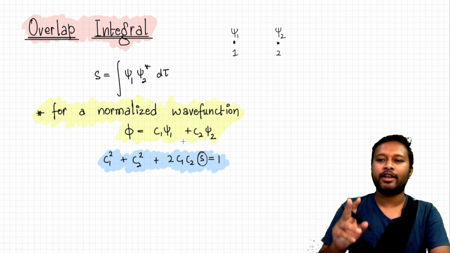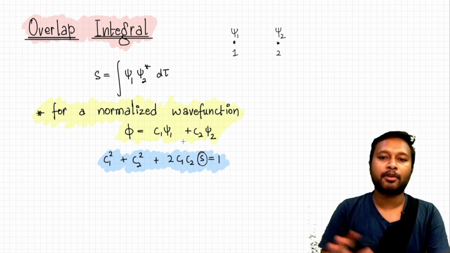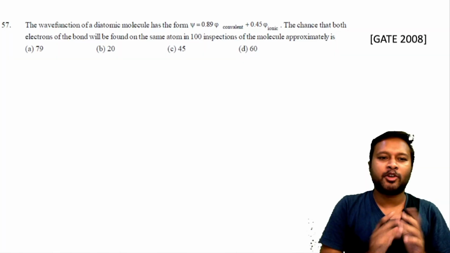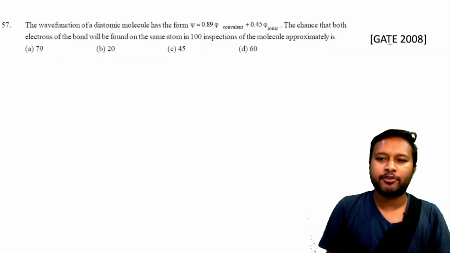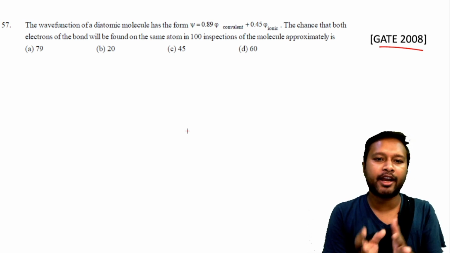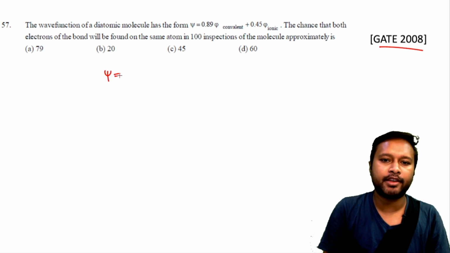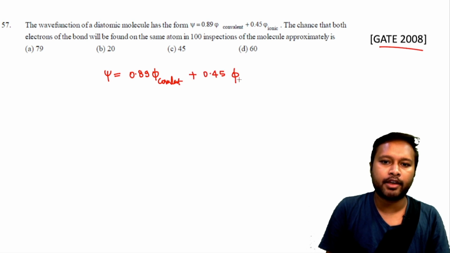All right, so let's take some questions now from previous years of the GATE exam. Let's try to solve them and see how these concepts will be used. Alright guys, we'll start with this question which was asked in GATE 2008. The question says that the wave function of a diatomic molecule has the form psi equals 0.89 phi covalent plus 0.45 phi ionic.